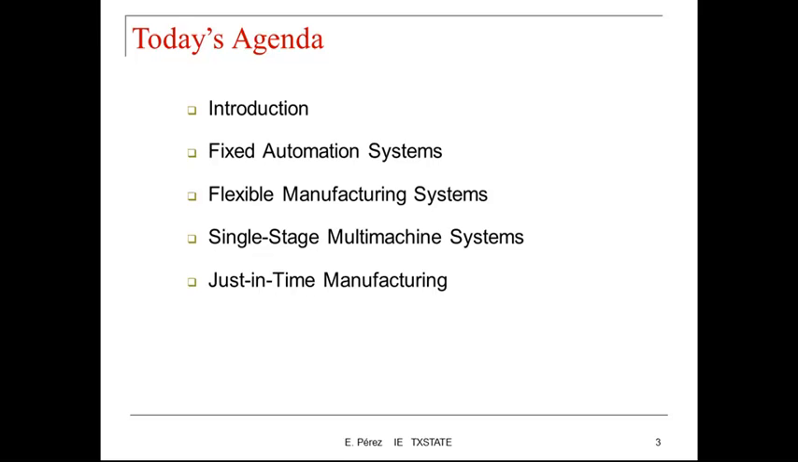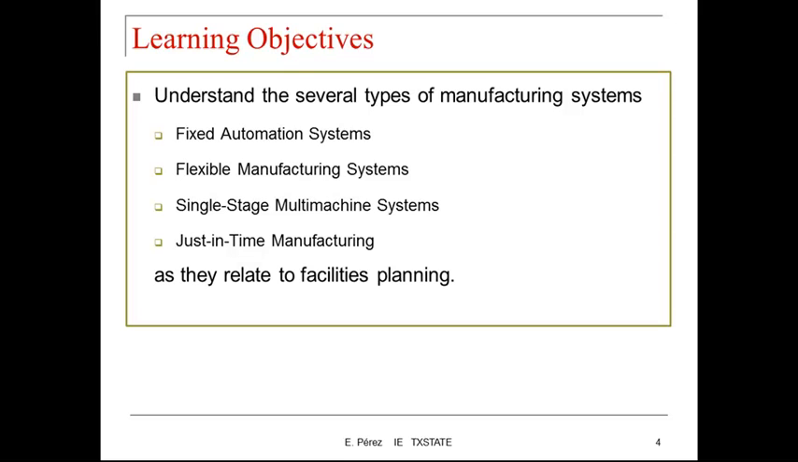So the agenda for today, again, we're going to cover the first 3 topics of this outline, including the introduction, fixed automation systems, and flexible manufacturing systems. The objective for this lecture is to understand the several types of manufacturing systems as they relate to facilities planning. So we're going to talk about 2 of them in particular, the fixed automation systems and flexible manufacturing systems.